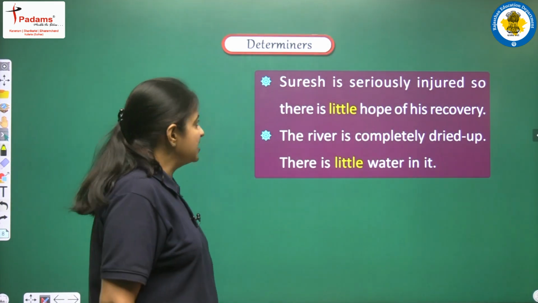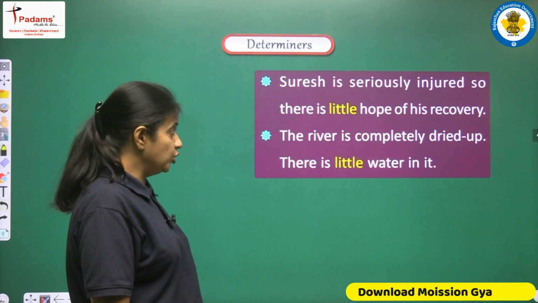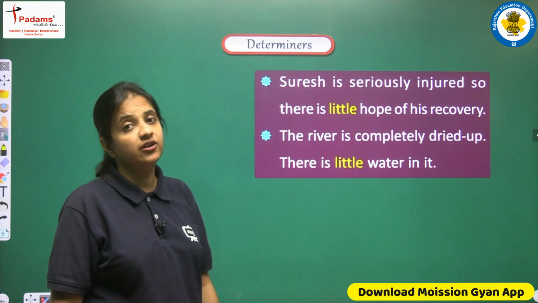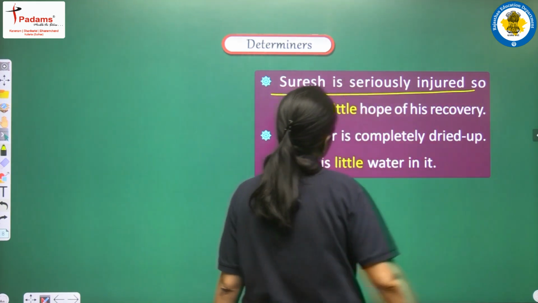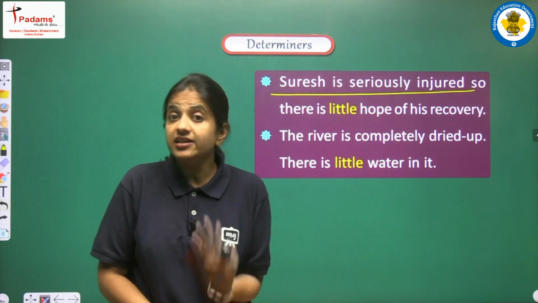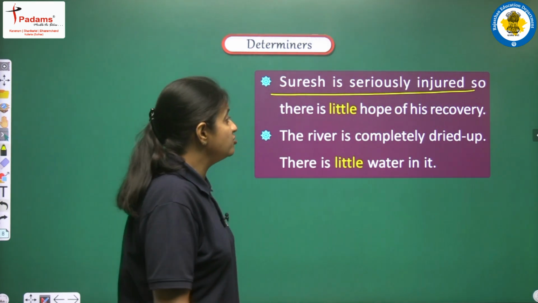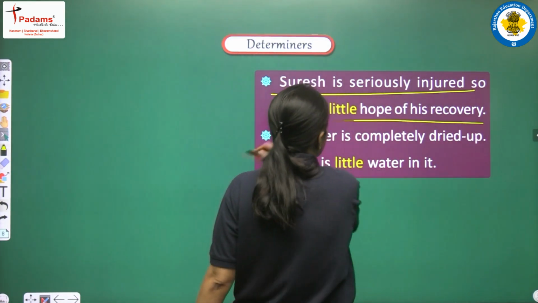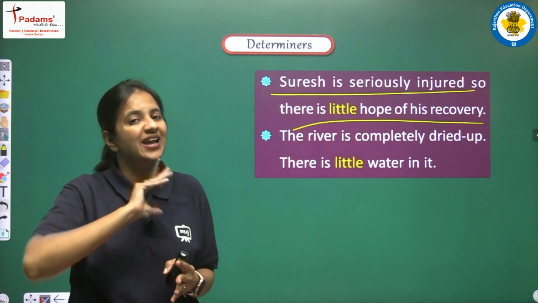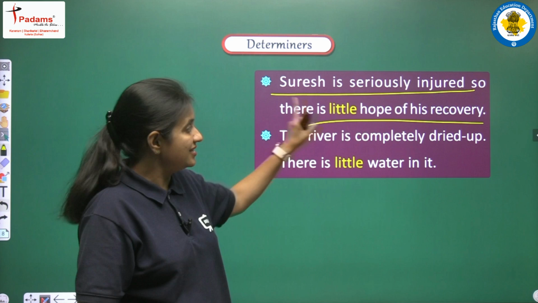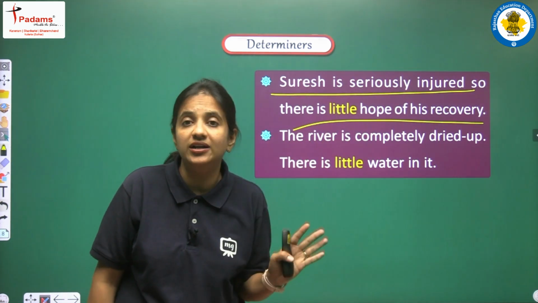Let's take some more examples. Suresh is seriously injured, so there is little hope of his recovery. So again, first of all, we are clearing this thing that Suresh, he is very seriously injured. So when someone is seriously injured, it means उसकी जो recovery की hope है वो obviously कैसी होगी, वो little होगी, वो बहुत कम होगी, वो negative sense में होगी. And this is the reason here we are using little, that is a negative word.